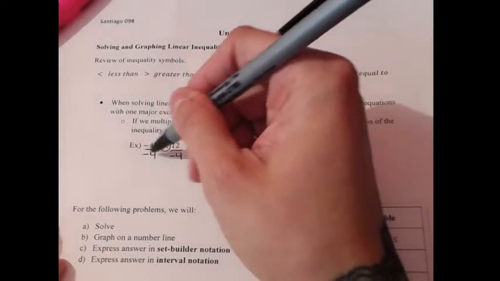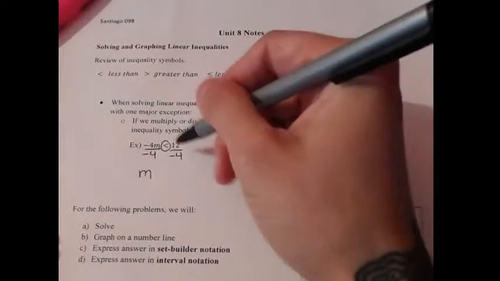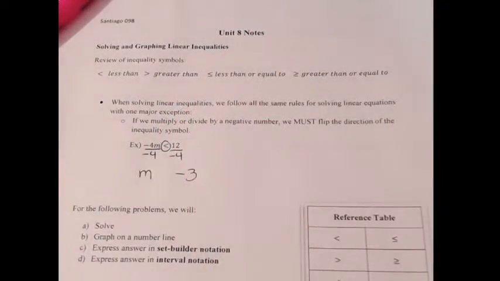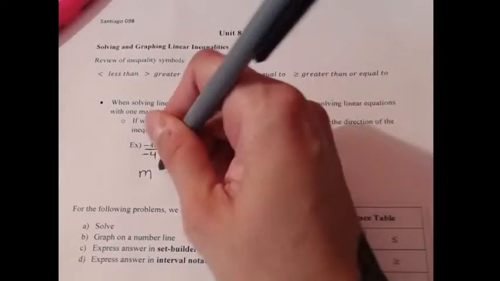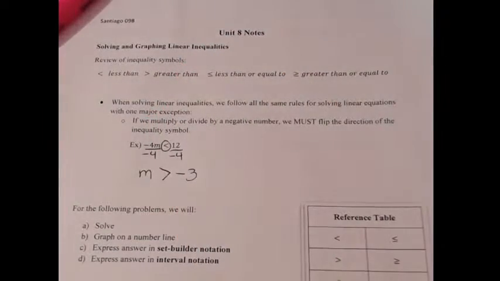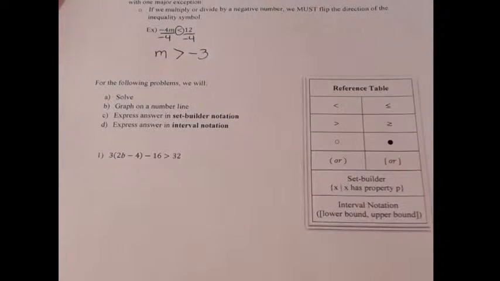So negative 4m over negative 4 simply becomes m, right? The math does not change. 12 divided by negative 4 is still negative 3. The only thing that actually changes here is the direction of our inequality symbol. So it goes from less than to greater than. Ta-da! And that's the main component here. So as long as you are multiplying or dividing by a negative number, you gotta flip the direction of the inequality symbol.